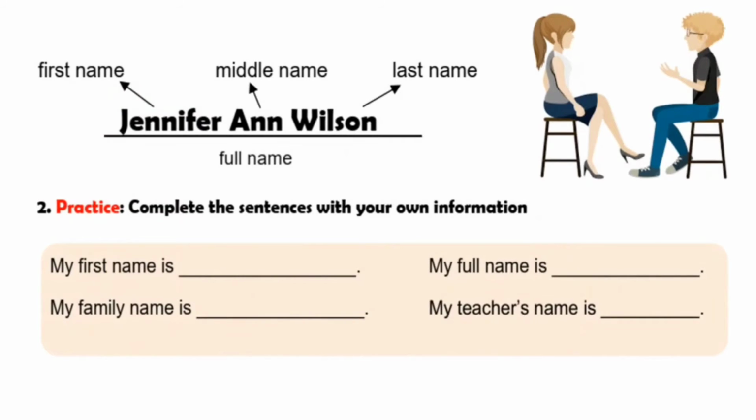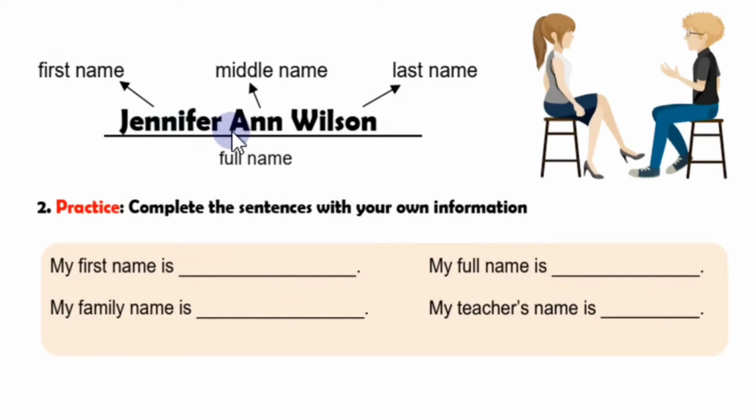Okay, here are a couple of names. First name is the name which appears first. Middle name is the name which is in the middle. And last name, which we also call family name, appears at last. Together all of them become the full name. You may ask, what's your first name? Or what's your middle name? Or what's your last name? And if you combine all of them, it becomes full name.